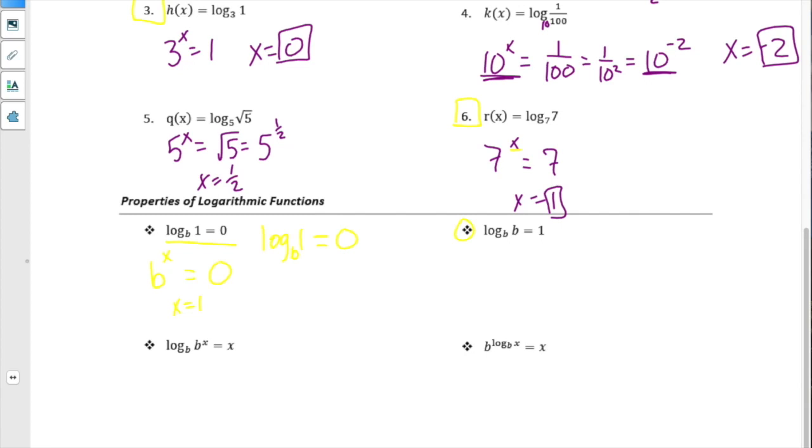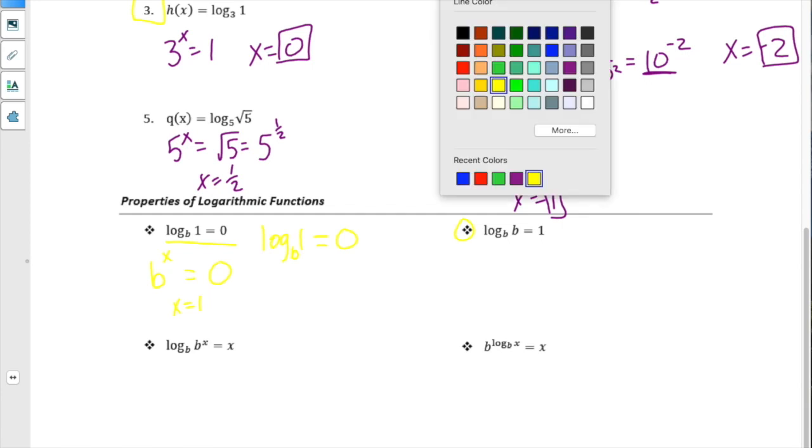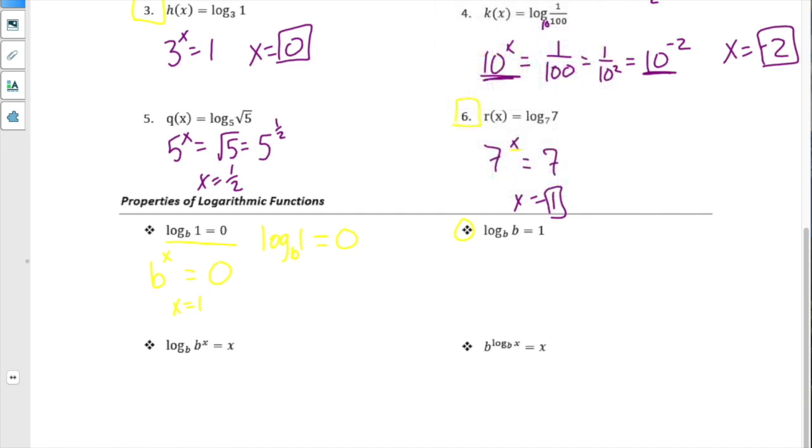And gosh, I really hope you can see this yellow color. It's maybe not showing up all that well. Oh boy. Let's go to this weird blue color and hope that's a little bit better.